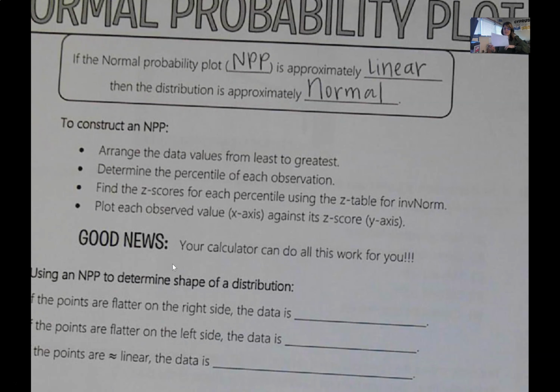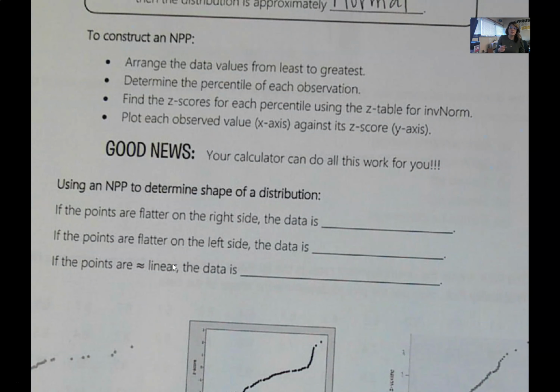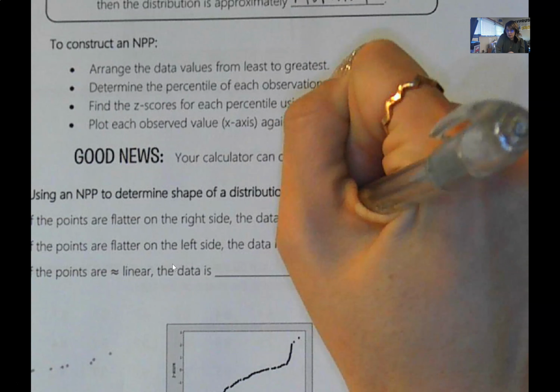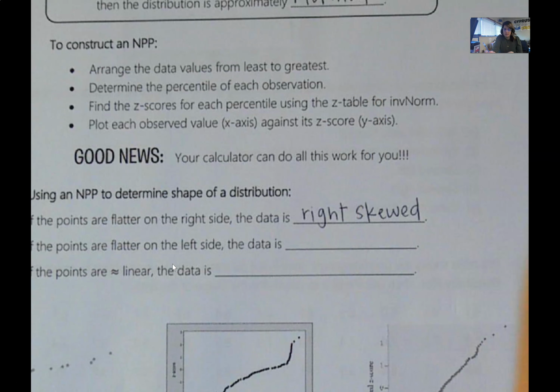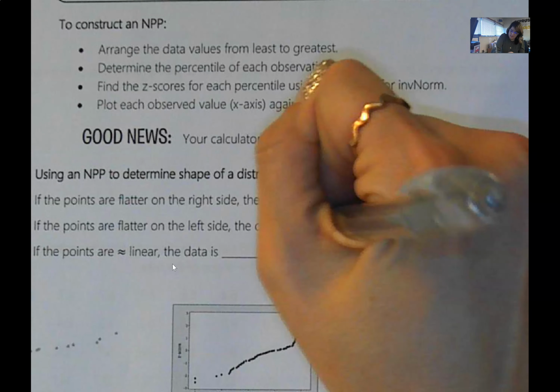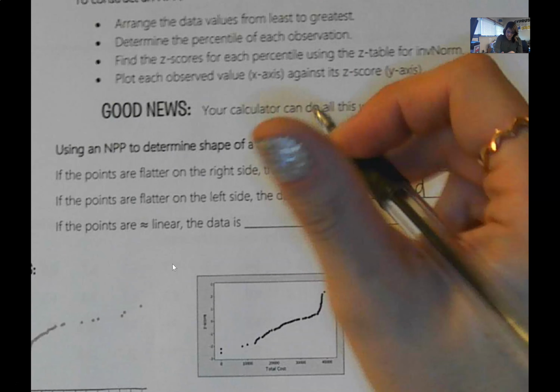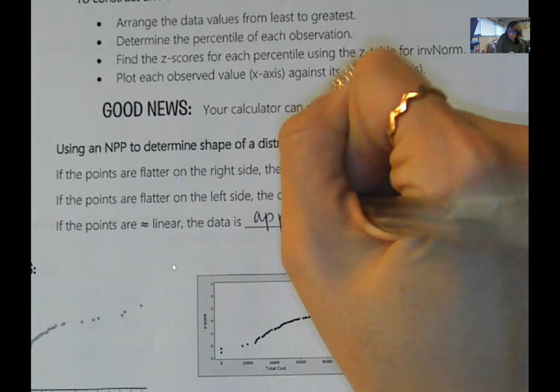But the good news is our calculator will do all of that work for us. Instead of having to go through and find the percentile for every observation, then find the z that matches it, we just plug everything into our calculator. Not only can you use your normal probability plot to determine if the shape is normal, you can also determine if it's skewed. If the points are flatter on the right side, the data is right skewed. We'll go through this in the pictures below. If the points are flatter on the left side, the data is left skewed. And if the points are approximately linear, the data is approximately normal.